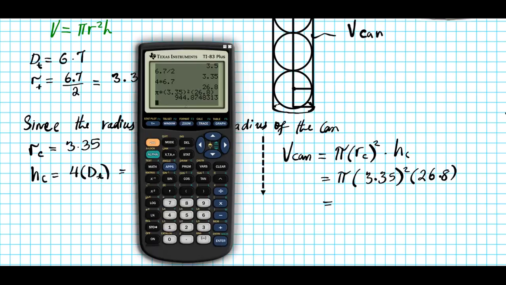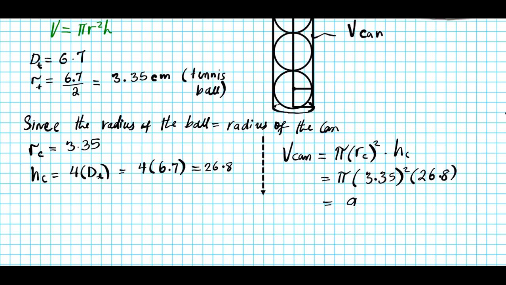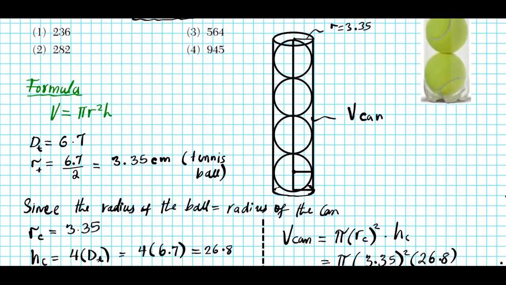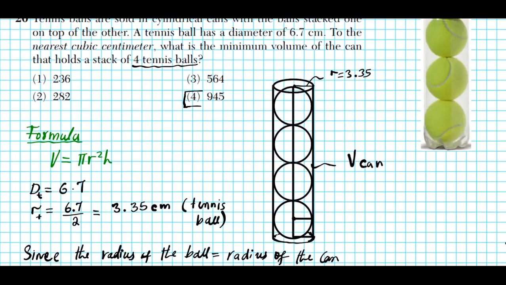944.87. Since we run into the ones place and the digit behind is 5 or greater, we'll round up. So we have 945 centimeters cubed. Answer for number 20 is option number 4.